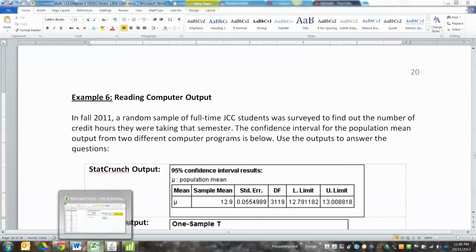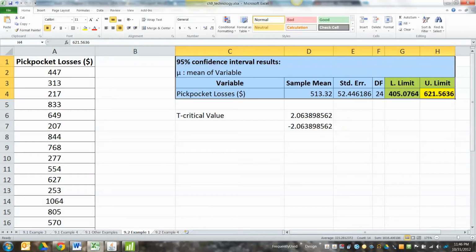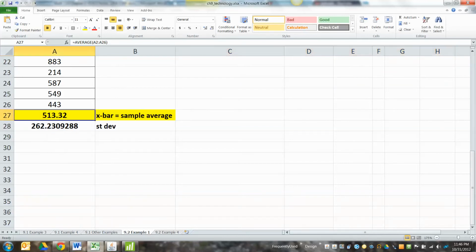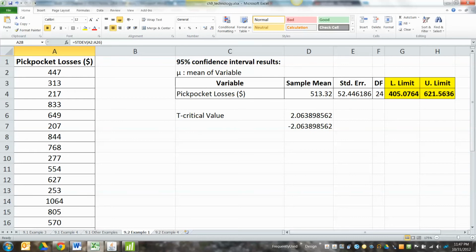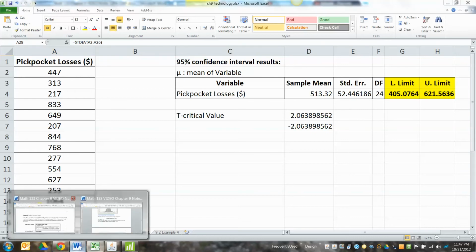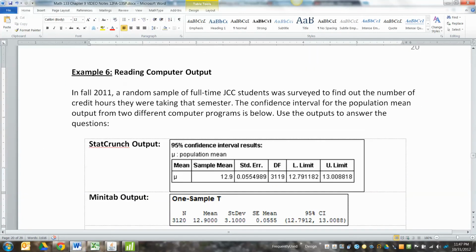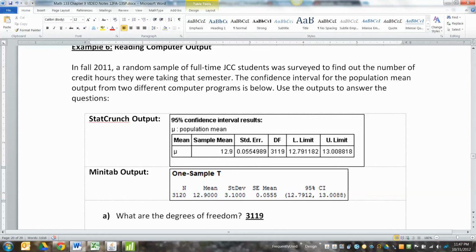We saw last time how to get StatCrunch to make this output for us that we needed so badly. And we reminded ourselves how to find average and how to find standard deviation. Those are key, right? So now what do we do if we're just given that output? Say like on an exam. What do we do if we're just sent off with this lovely confidence interval output right here? Do we know how to read it?